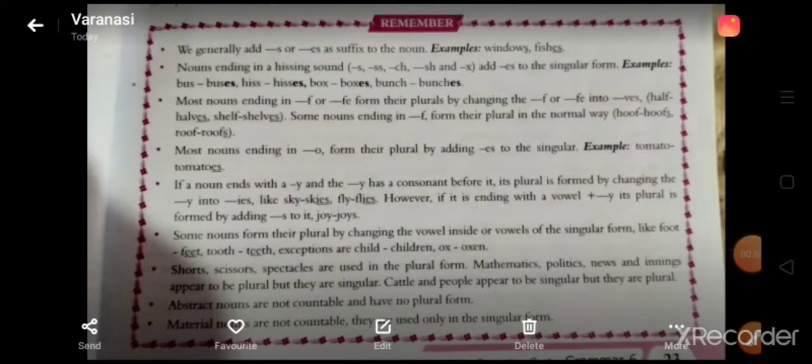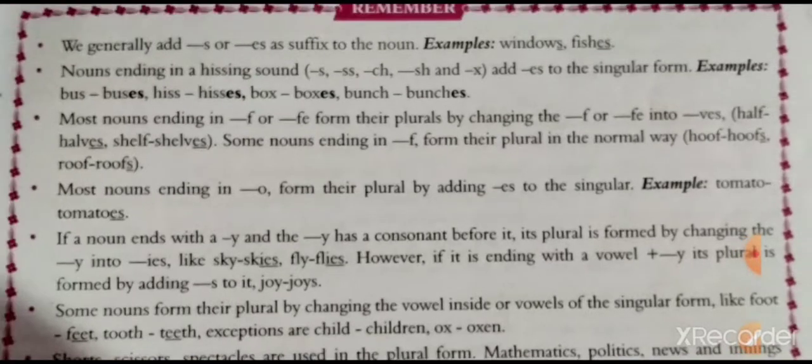After completing all the exercises of this chapter, we have to remember these things before going to end this chapter. We generally add s or es as suffixes to the noun, for example windows, fishes. Nouns ending in a hissing sound, s, ss, ch, sh and x, add es to the singular form, for example, bus, buses, hiss, hisses, box, boxes, bunch, bunches. Now third is, most nouns ending in f or fe form their plurals by changing the f or fe into ves. Half becomes halves, shelf becomes shelves. Some nouns ending in f form their plural in the normal way, hoof, hoofs, roof, roofs.